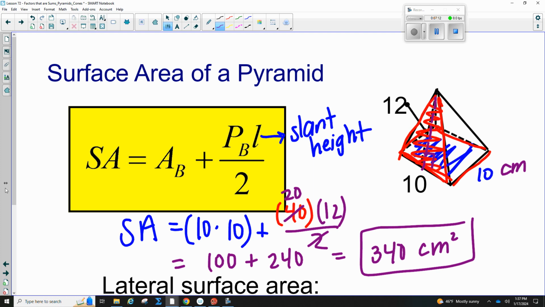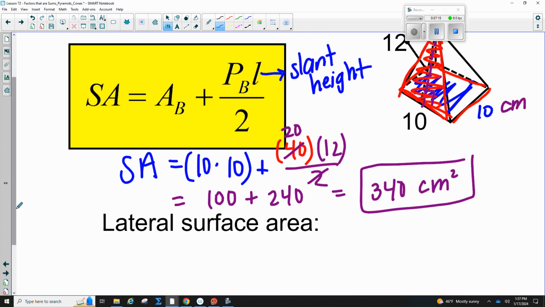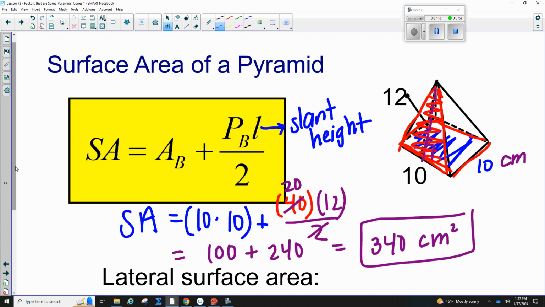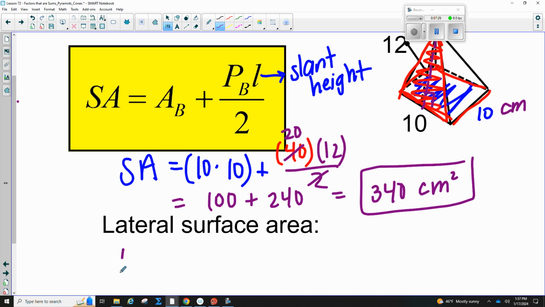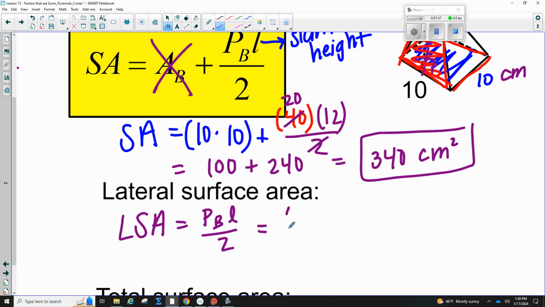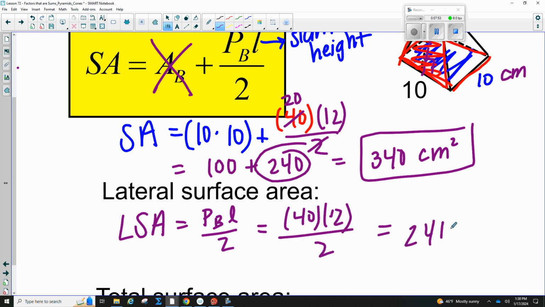What if they ask for lateral surface area? Lateral surface area is everything but the base. So all it is are the triangles around the sides. If they ask for lateral surface area, LSA, it's everything except the base. So it's just PBL divided by 2: perimeter of the base times the slant height divided by 2. That's really just adding up those triangles on the outside. So again, perimeter of the base is 40, slant height is 12, and divide by 2, which just gives you this piece here, the 240. It is still units squared.